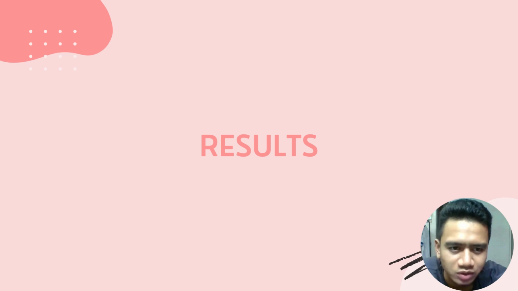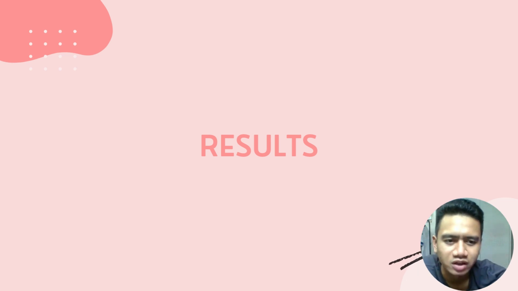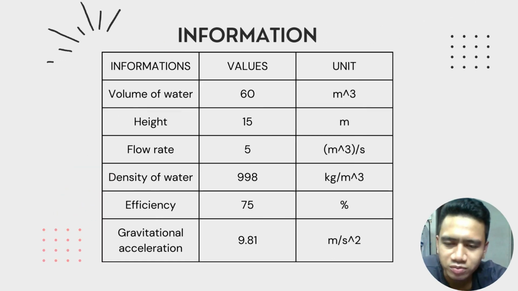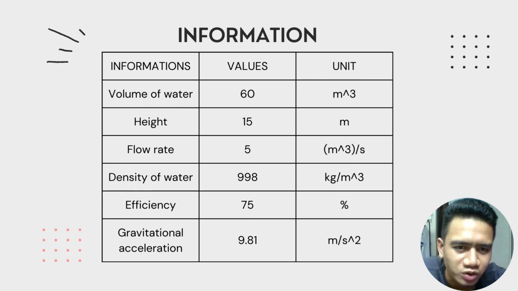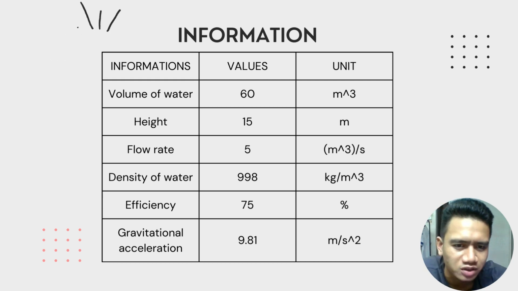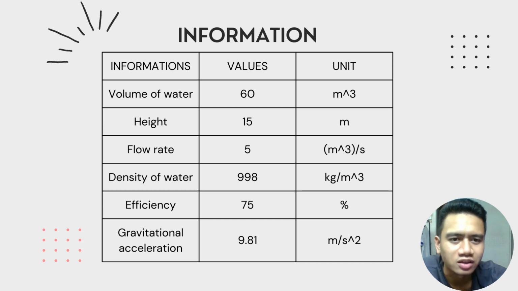So I will be talking about the results for the lab report for part B. First of all, we need to collect all the information that has been given from the question, which includes the volume of water, height, flow rate, density of water, efficiency, and gravitational acceleration. This is the value that I have collected in one table.